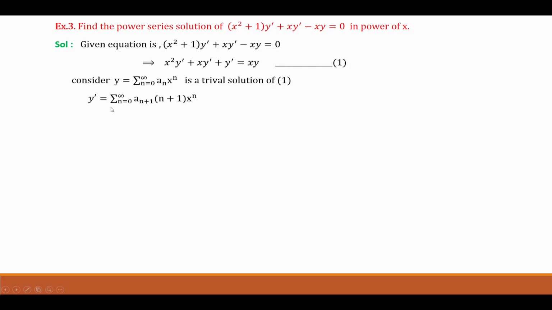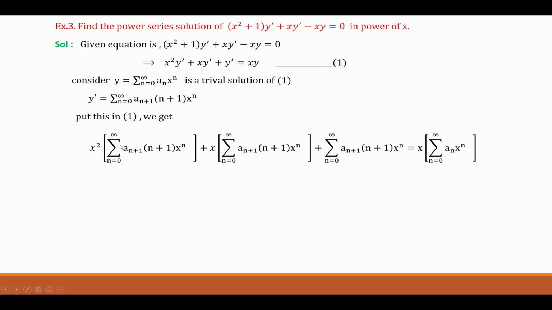Therefore y dash is sigma n varies from 0 to infinity a n plus 1 into n plus 1 x raised to n. Put the value of y dash and y in equation number 1. We get, first term x square into y dash is sigma n varies from 0 to infinity a n plus 1 into n plus 1 x raised to n, plus next term x into y dash is again the same term, plus again y dash is the same sigma, is equal to the right hand side x into y, which is sigma a n x raised to n.